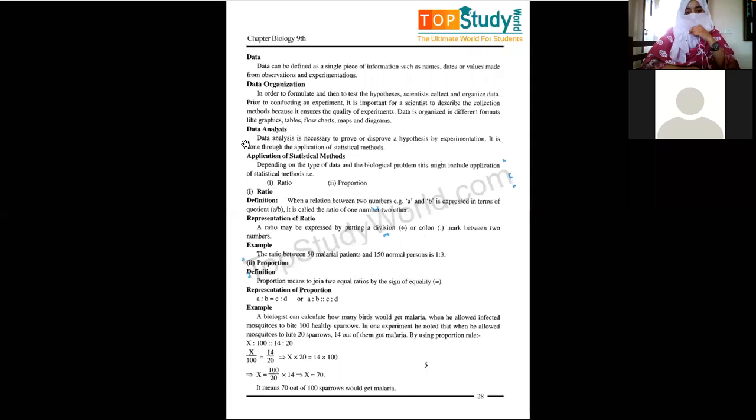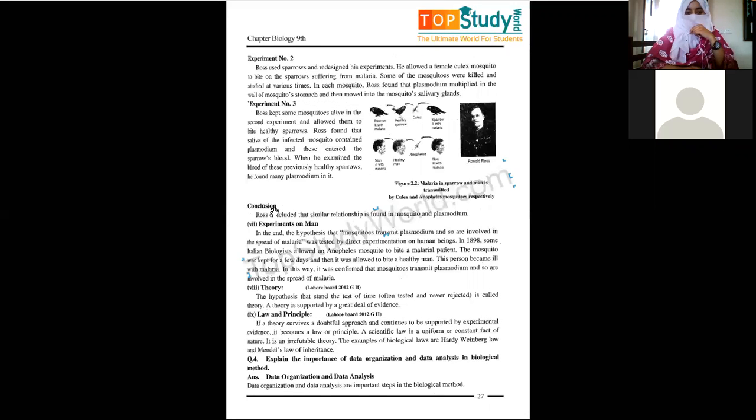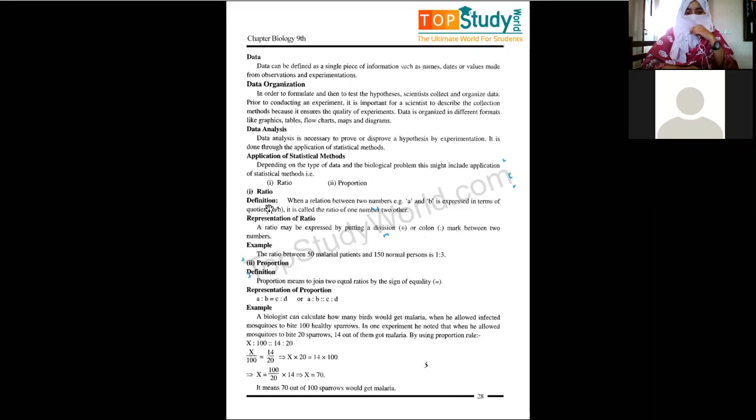Why do we use data analysis in data organization or experiment? So this is the answer: it is necessary to prove or disprove a hypothesis by experiment. Which application methods do we use in statistical method? These are the two types of statistical method which we use in experiment: ratio and proportion.